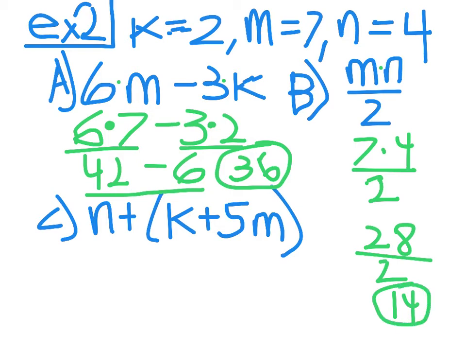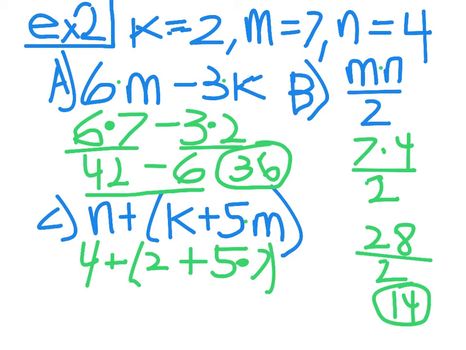Last one, part C, let's substitute n as 4 plus parentheses k, which is 2, plus 5 times m, and m is 7. So on this one, we've got PEMDAS again. So we go to the parentheses. In the parentheses, we've got 2 plus 5 times 7.